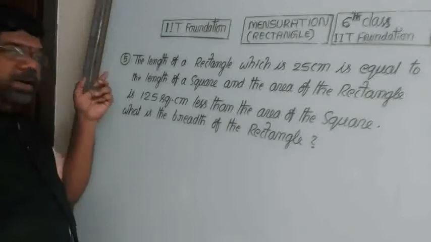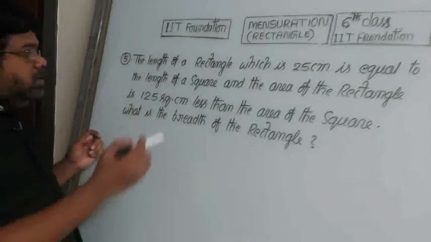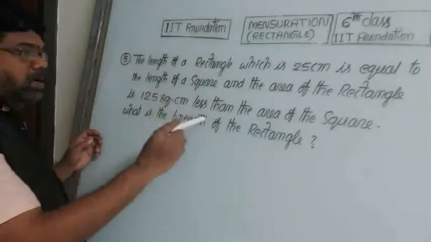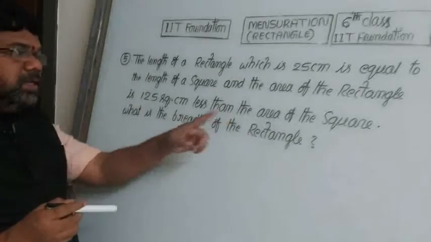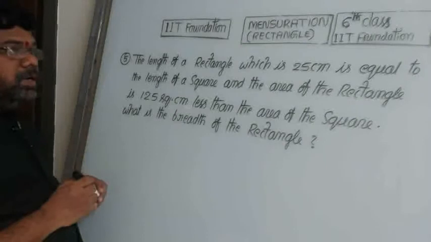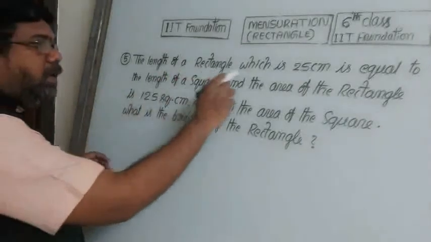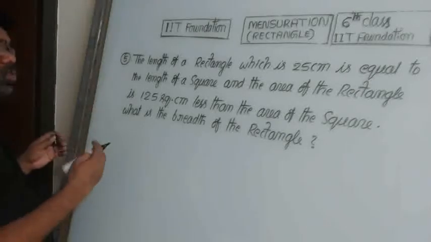So question number 5. The length of a rectangle, which is 25 centimeter, is equal to the length of the square, and the area of the rectangle is 125 square centimeter less than the area of the square. What is the breadth of the rectangle? See, what are the key points here: the length of a rectangle, which is 25 centimeter, is equal to the length of a square.